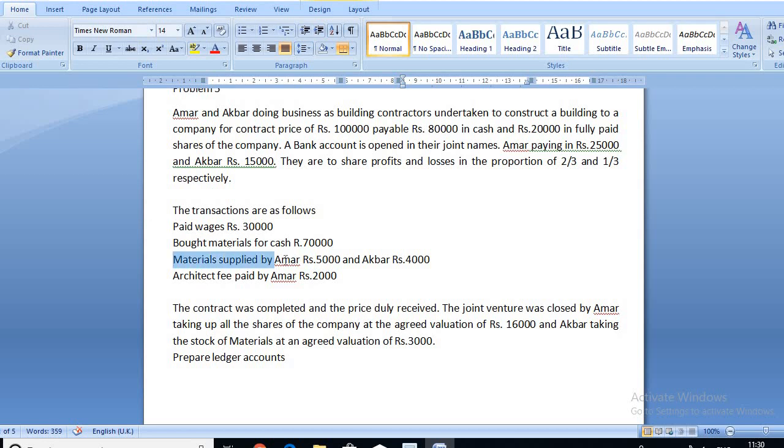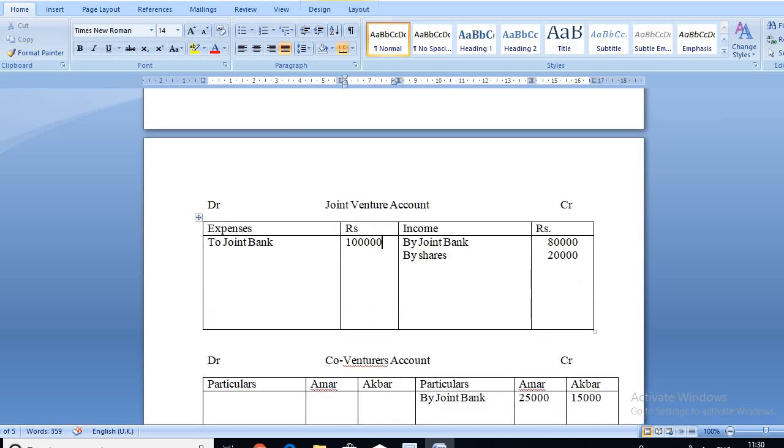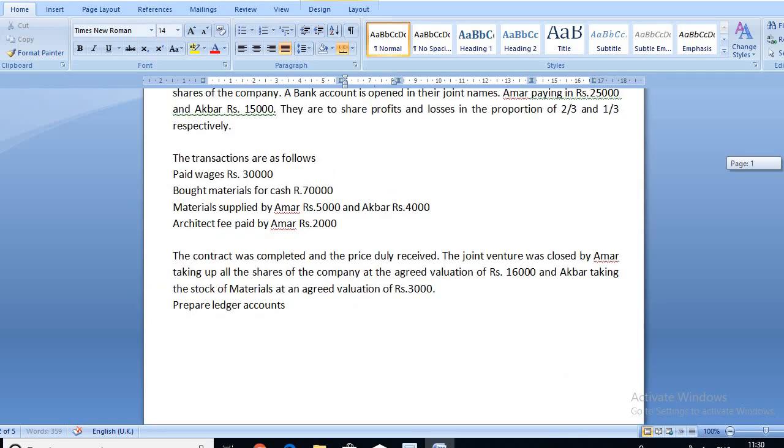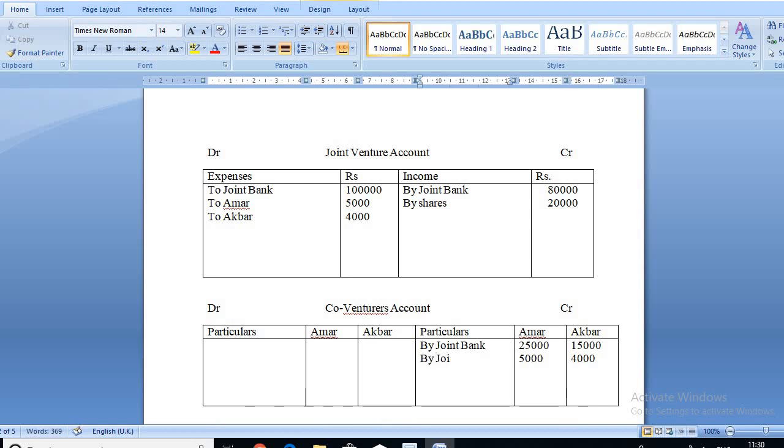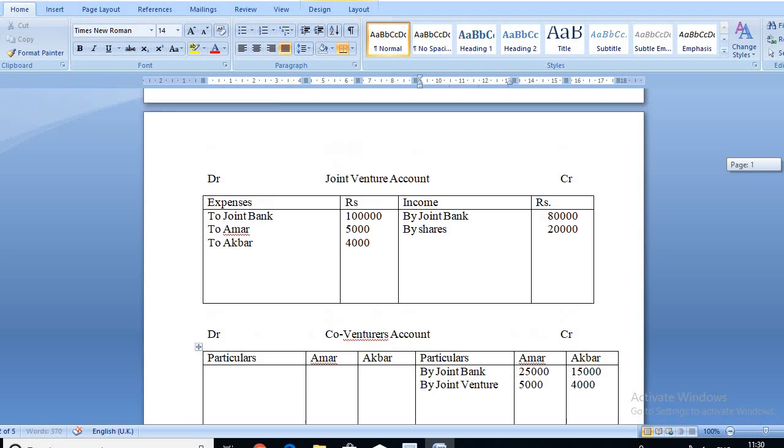Now come to the next transaction. Material supplied by Amar 5,000 and Akbar 4,000. So these are the expenses paid by Amar and by Akbar. Come to joint venture account. These are expenses, one paid by Amar and another by Akbar. Amar paid 5,000, to Amar, and Akbar paid 4,000, to Akbar. Now do cross posting. Here Amar and Akbar are credited, so make a credit entry in Amar and Akbar accounts, 5,000 and 4,000, by joint venture account. So this transaction is also over.